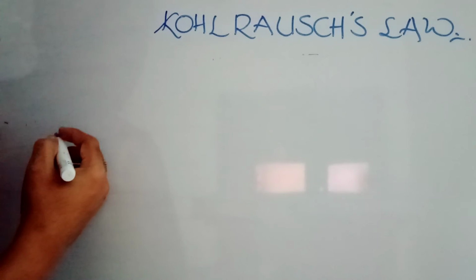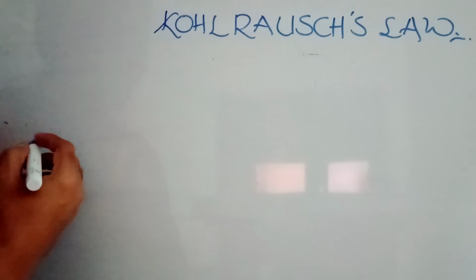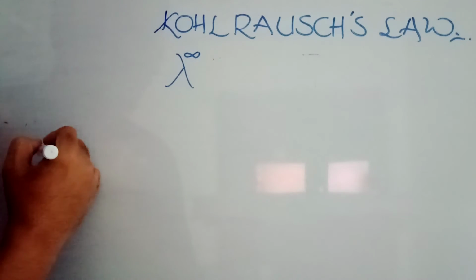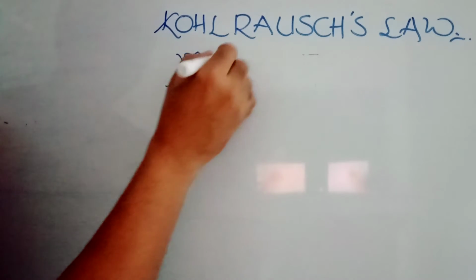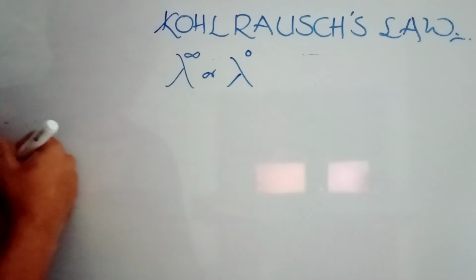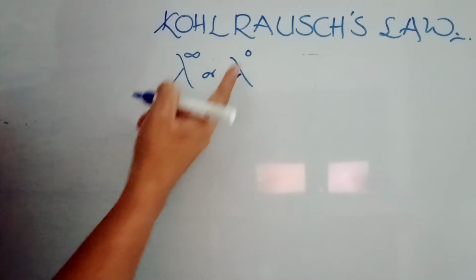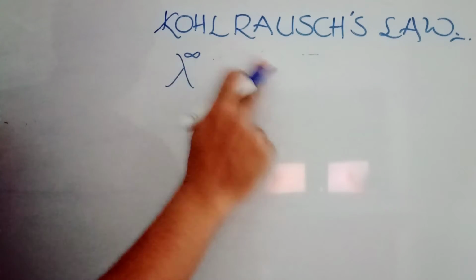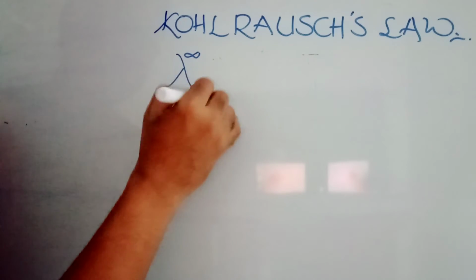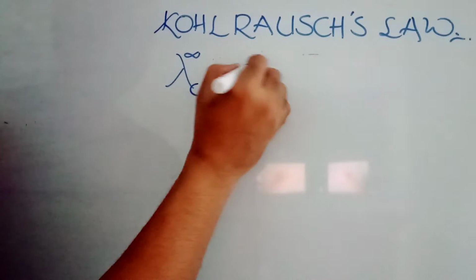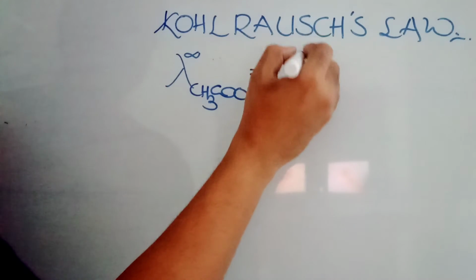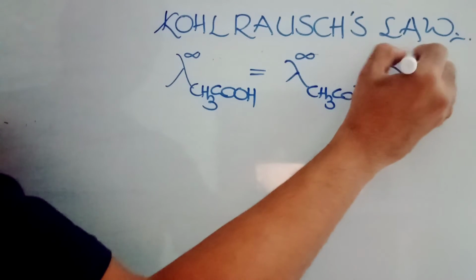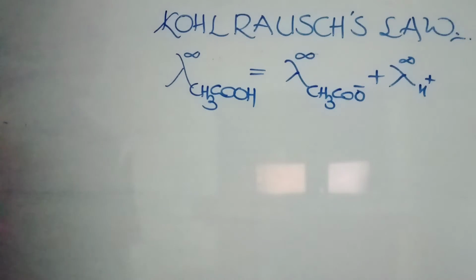This law is very useful in calculating the conductivity of weak electrolytes. For example, lambda infinity, or lambda naught, both mean the same. Infinity means infinite dilution, and zero means zero concentration. For CH3COOH, it is the addition of lambda of acetate ion and lambda of H plus ion. By adding these two, you will get the acetic acid value.